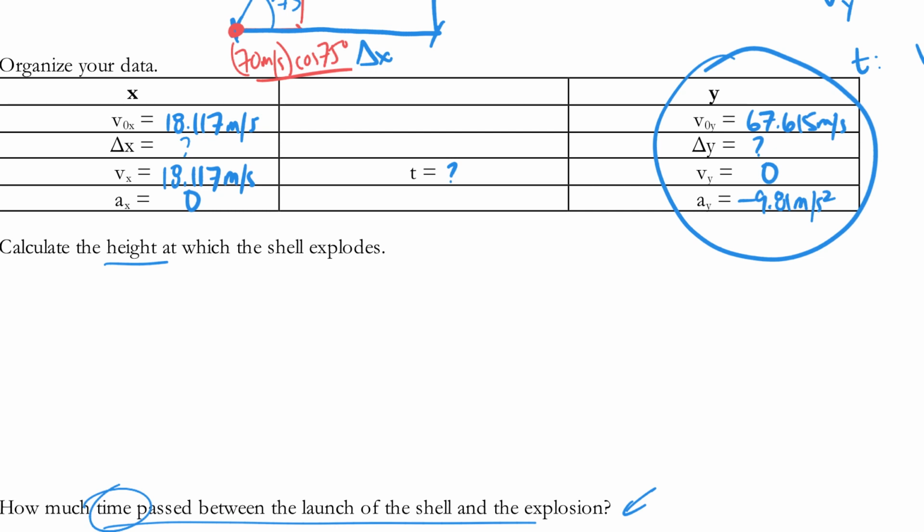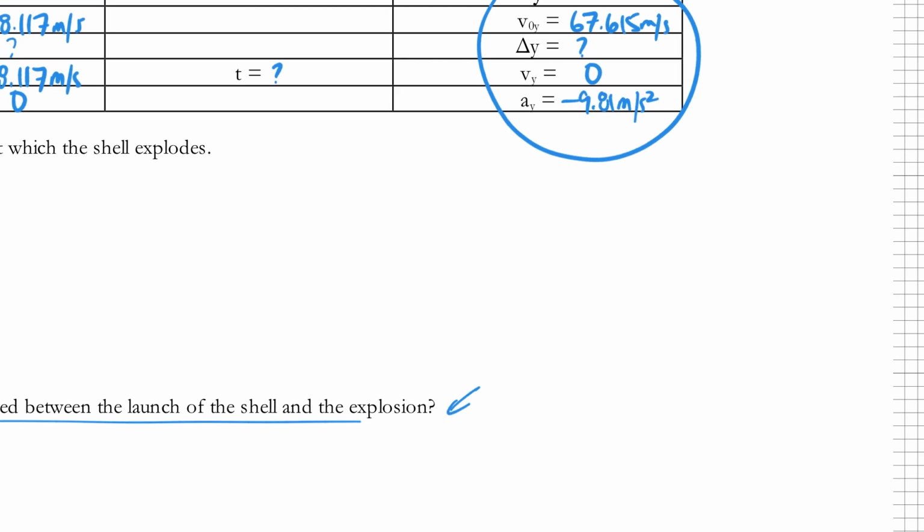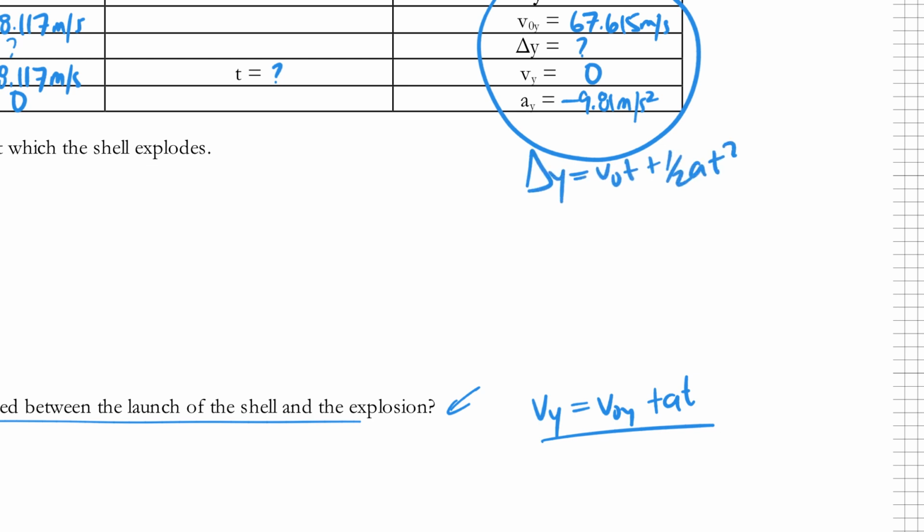A lot of times the problem will lead you in a particular direction, but you don't have to do them in order. The easiest way to get the time right off the bat on this one is Vy equals V naught y plus AT. If you decided to get the time first because that's going to make things a lot easier, you could do this right here. And then once you did that, you could go up here and do delta y equals V naught t plus 1/2 AT squared. That will work out just fine if you did this first, then came back up and did that.